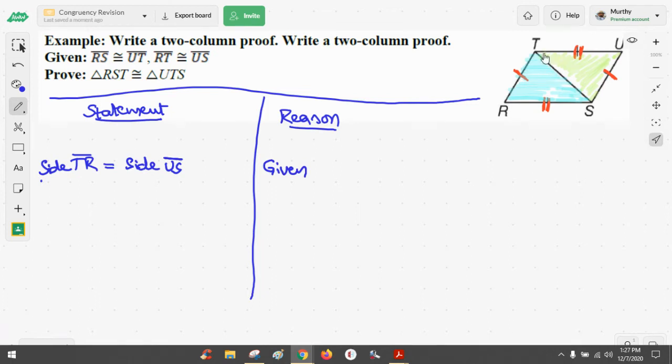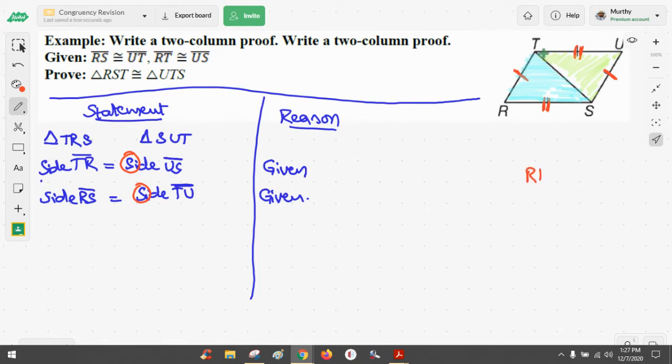Which triangle are you taking? One is triangle TRS, and what is the other triangle? Triangle SUT. So side TR equals US and side RS is congruent to side TU. You can see that these are given in the diagram. So I proved that side equals side, side equals side. And what is the third element?